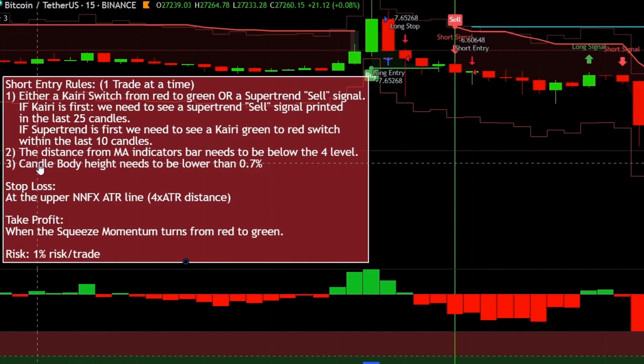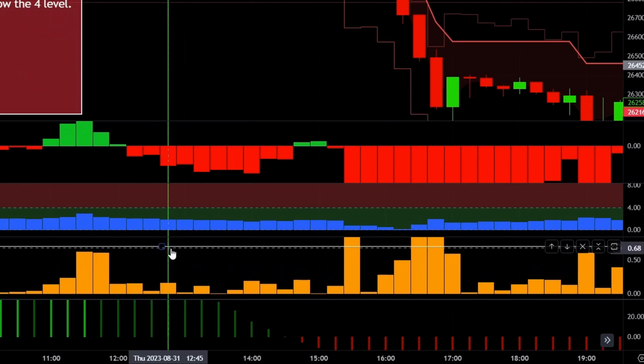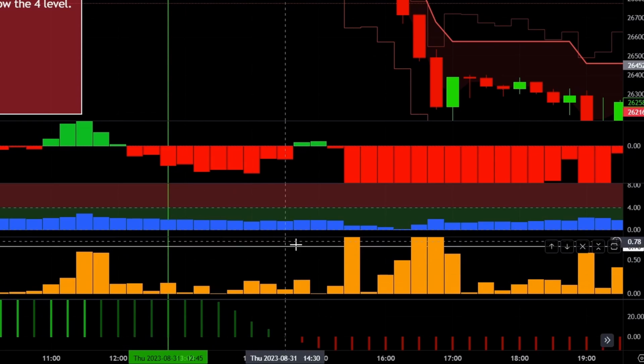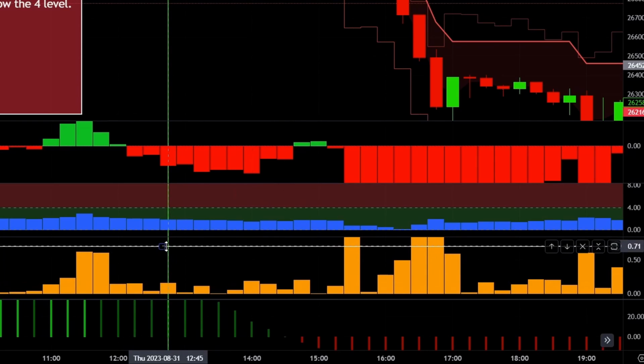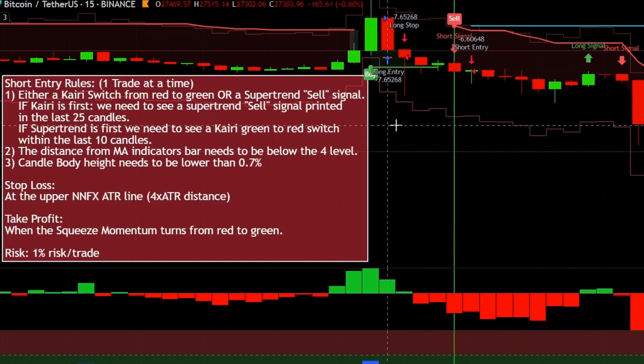And finally, the candle body height indicator needs to be lower than 0.7%. This is the candle height indicator, and as you can see on the entry signal, the candle height was around a 0.17%, which is well below the 0.7. So all of the conditions are met for a valid short entry.